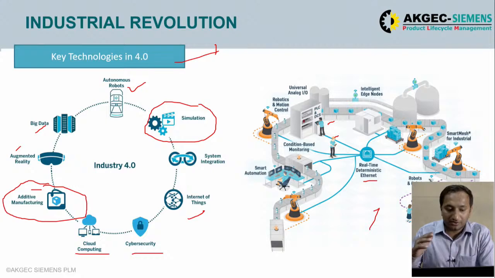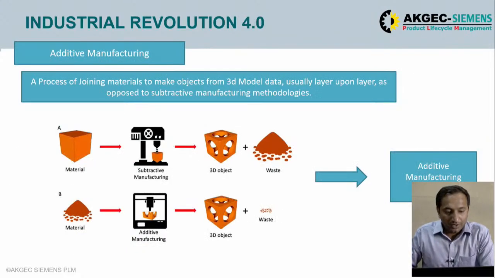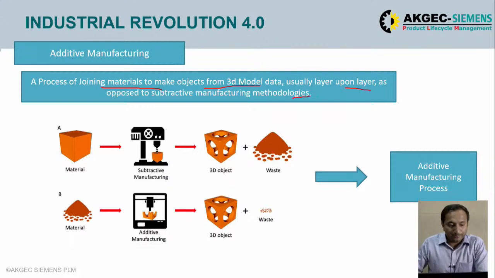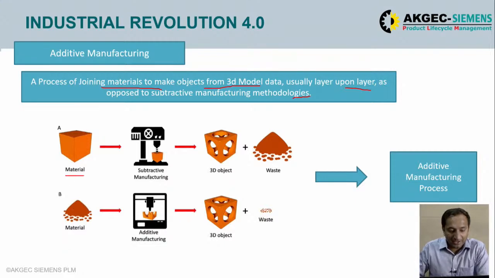Now let us focus more on additive manufacturing. Additive manufacturing is defined as a process of joining materials to make objects from 3D model data, usually layer upon layer, as opposed to subtractive manufacturing methodologies. Let us try to understand it with the help of a diagram. Here in figure A you can see there is a material. Now this process is a subtractive manufacturing process.